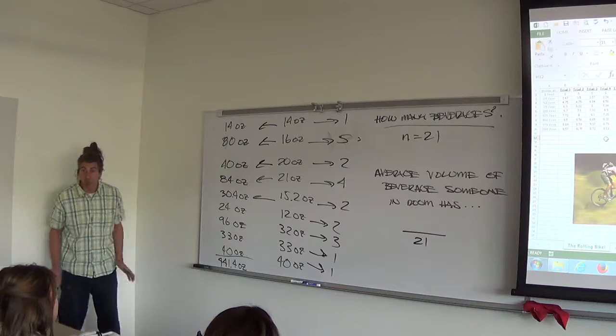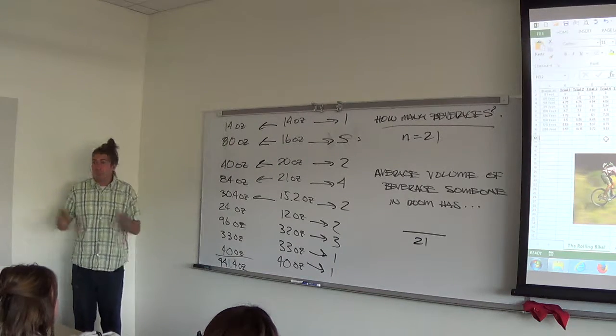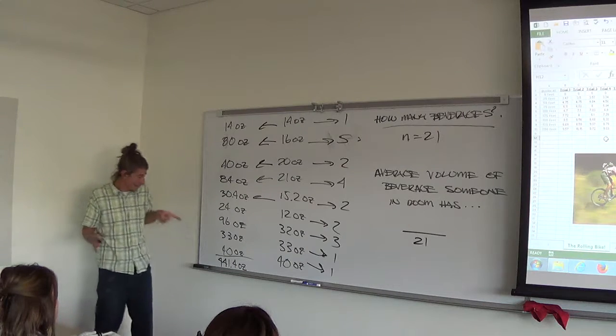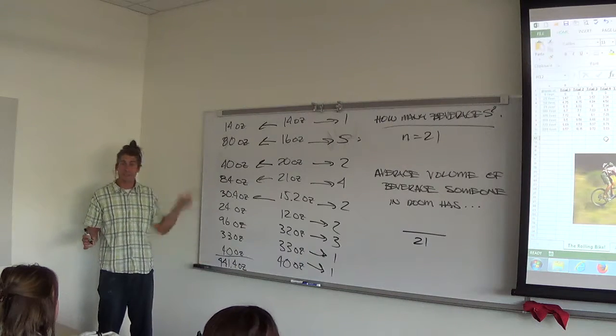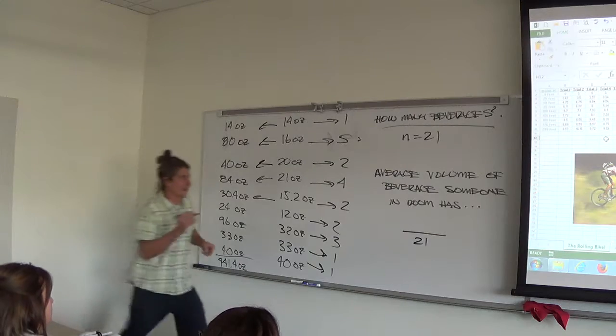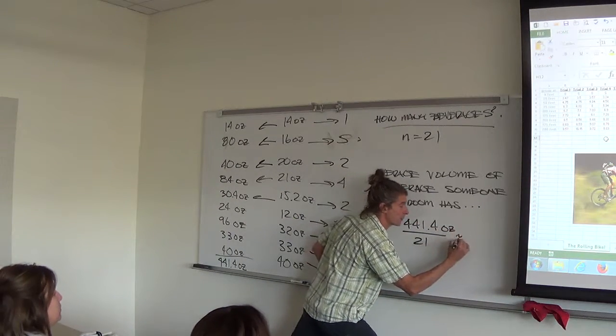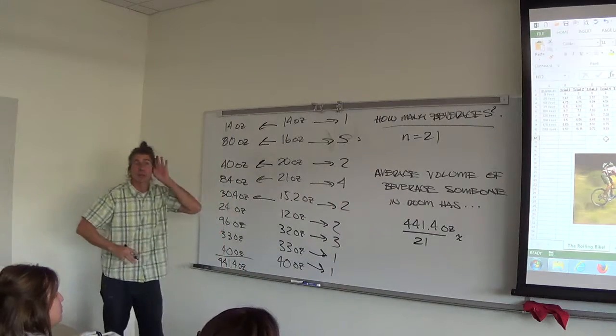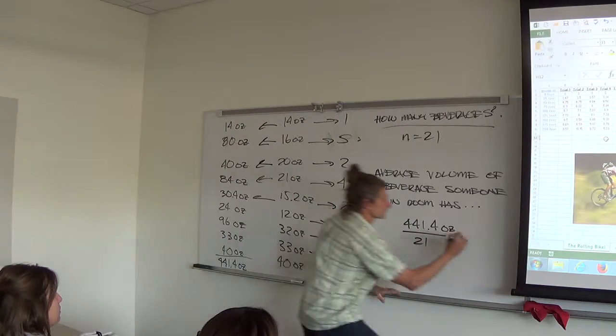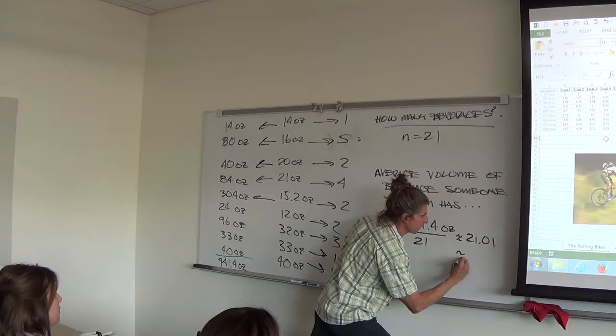Good. So, to calculate the average volume of a beverage somebody who actually has one has, that's what we have to divide by 21, yes? 441.4 ounces divided by 21. Brittany, go for it, my friend. 21.01. We can just call it 21 ounces if you want.